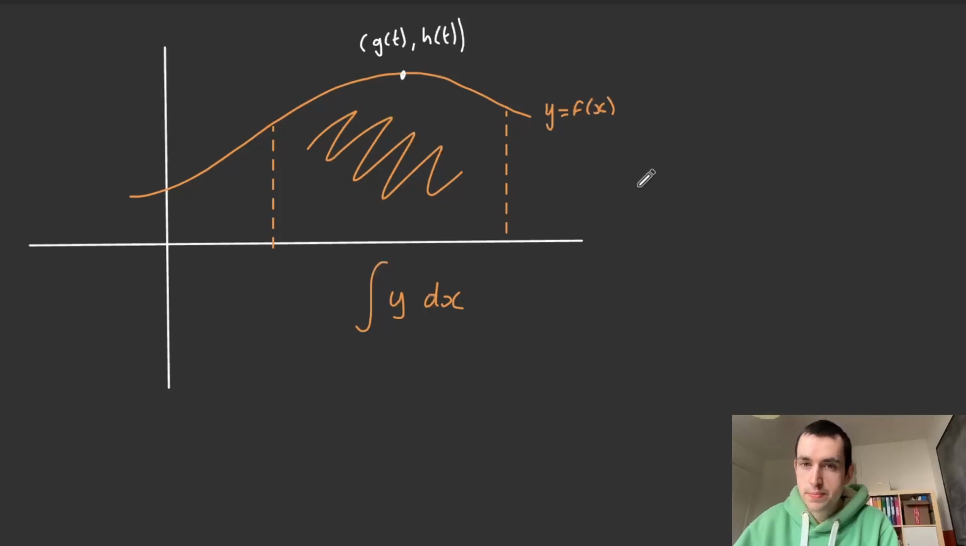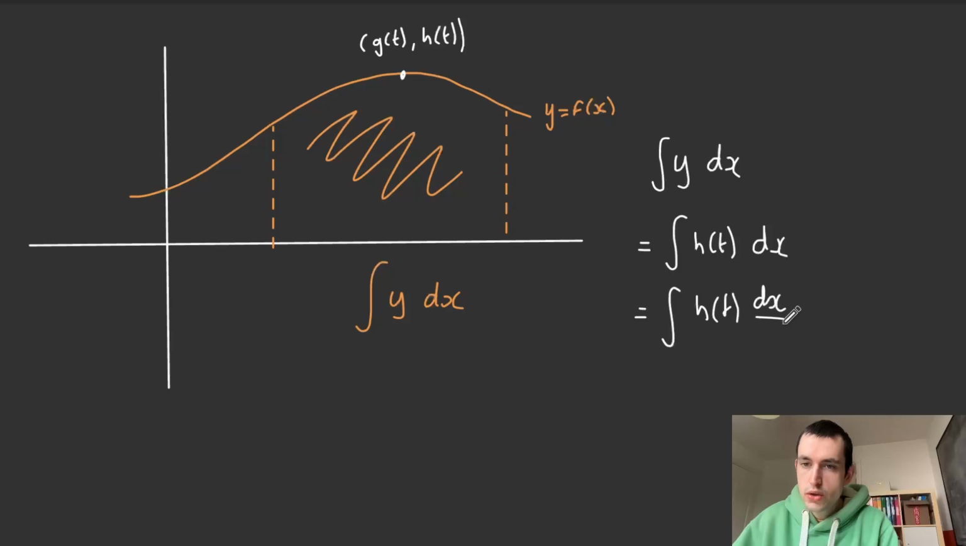Good news is we can. We know what y is, because it's equal to this function h of t. dx though, that's not really going to happen because dx and t do not match up. Well, it's fine. We do a little trick. We divide by dt and we times by dt.